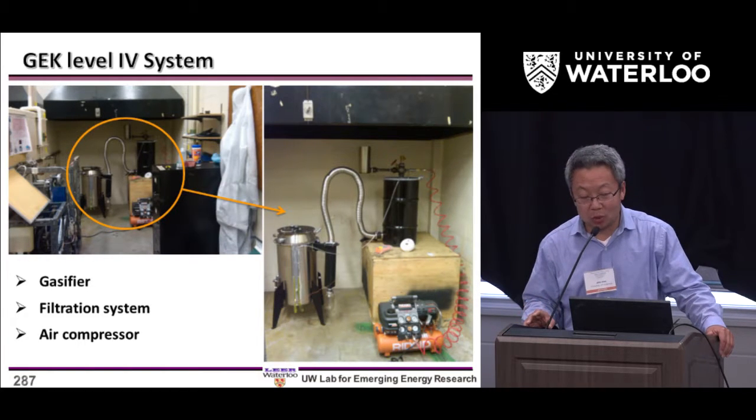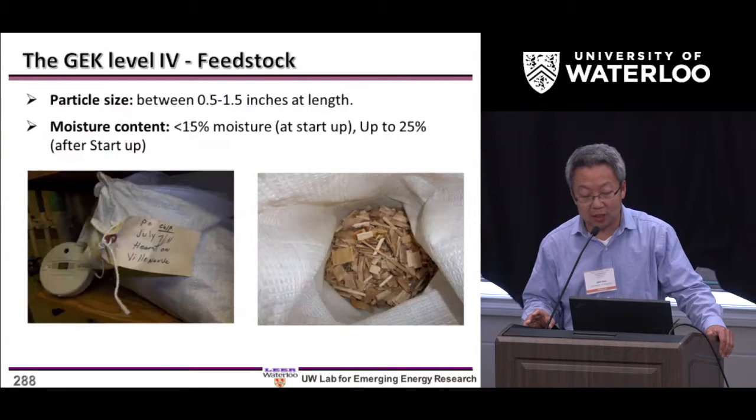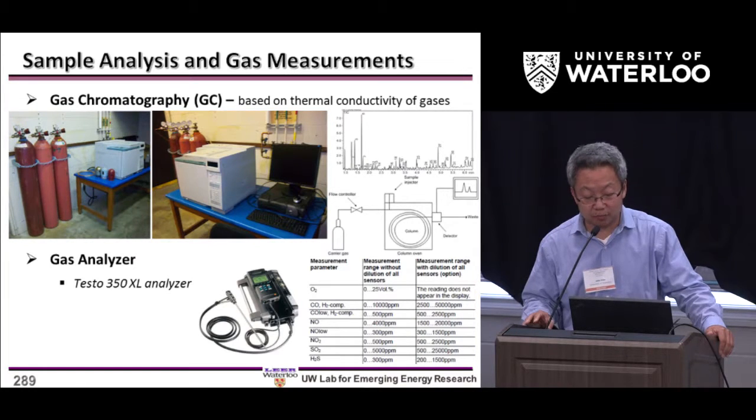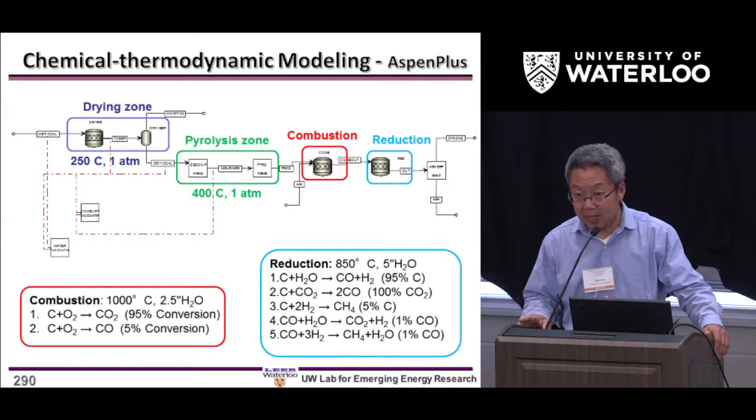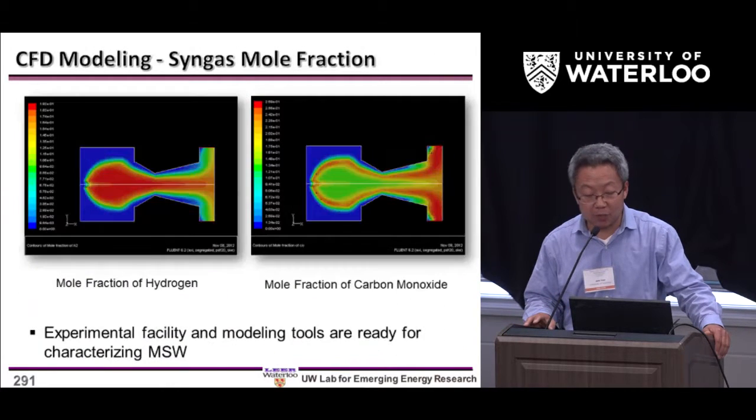I haven't tried solid waste, but we tried lots of different woods, so different biomass particles. Then we use a GC and a gas analyzer to measure the emissions from the gasification. I don't want to go deep into this project. Here is the Aspen Plus model, which we use to describe the energy balance and material flow during gasification, with four separated processes. Then we can have very detailed CFD modeling. CFD is computational fluid dynamics modeling, so you can model the flow within the reactor.